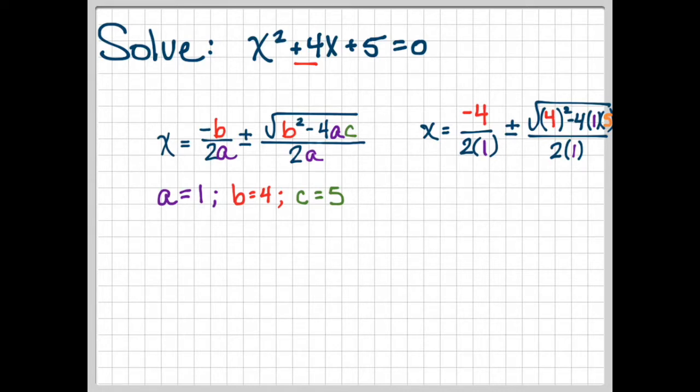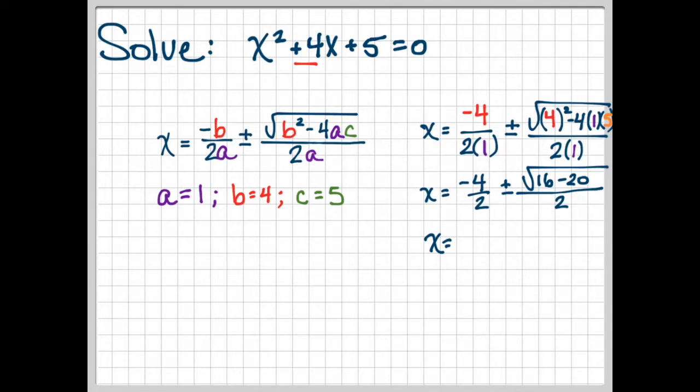So we're going to start simplifying again. X equals -4 over 2 plus or minus the square root of 4 squared, which is 16, and then we have -4 times 1 times 5, and that gives me -20. That whole quantity over 2 times 1 is 2. So now I've run into a problem here. If I'm looking at this square root, I can tell that 16 minus 20 is going to be an issue.